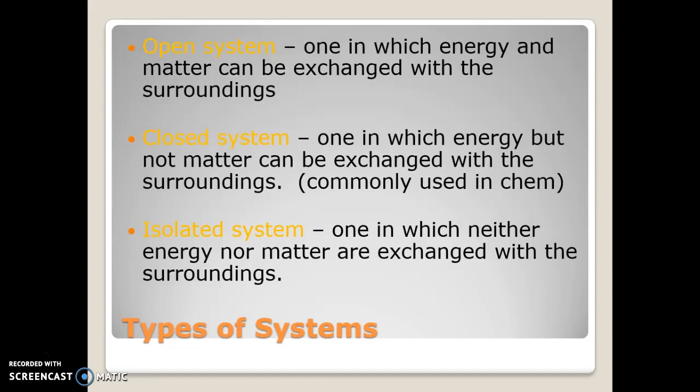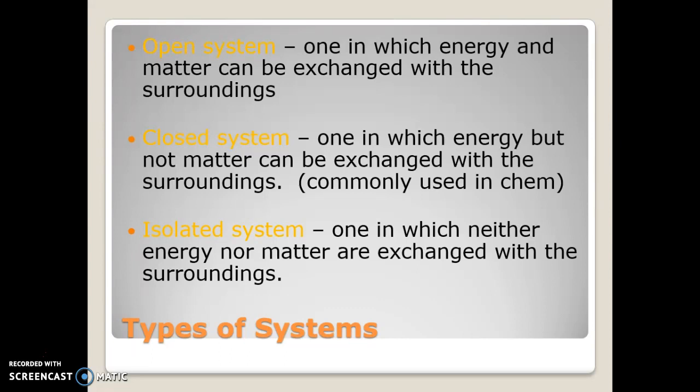All right, so there are different kinds of systems that you can explore. For us, we're most interested in a closed system, but let's take a look at all three. An open system is one where you can have energy and matter exchanging with the surroundings. That makes it really difficult to keep track of what's going on. So in chemistry, we don't want an open system. We want a closed system, because in a closed system, you have energy moving between the system and the surroundings, but the matter does not.